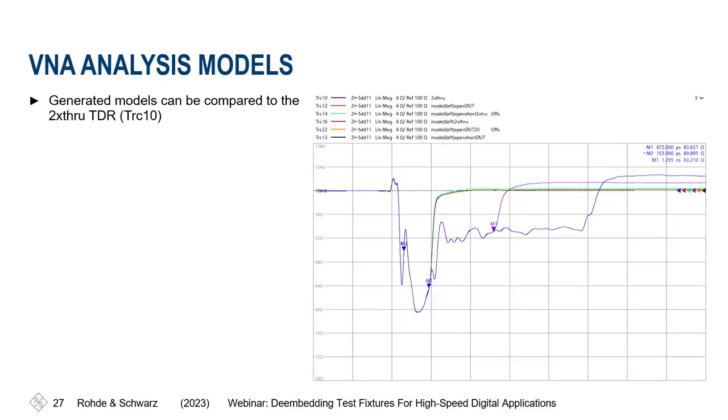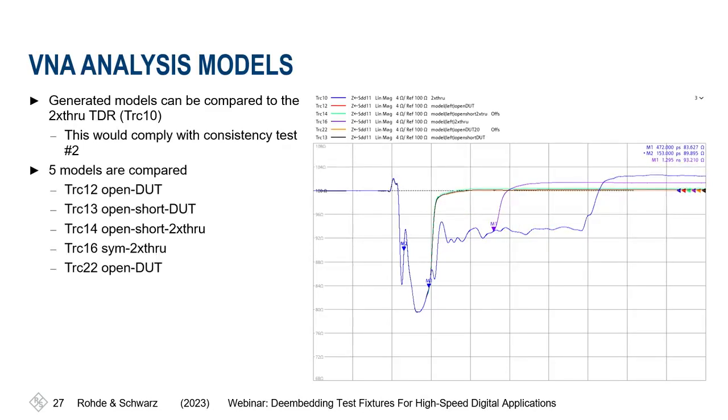VNA analysis models: what we did, so we did the 4 measurements, we generated all the models, the 5 models that we have. And we compared this with the 2x through. The 2x through is the trace number 10 in blue going through. And what you can see is this is essentially very similar to the consistency check number 2. And we have the 4 models that we are comparing. And most of the models work pretty well.